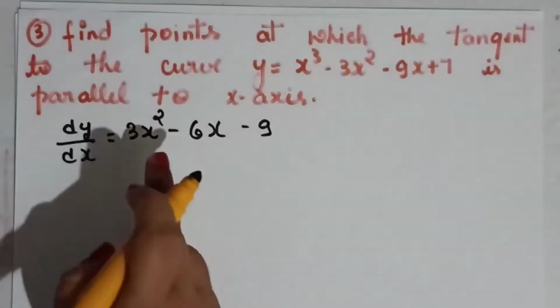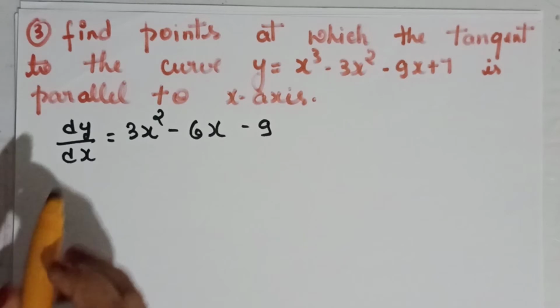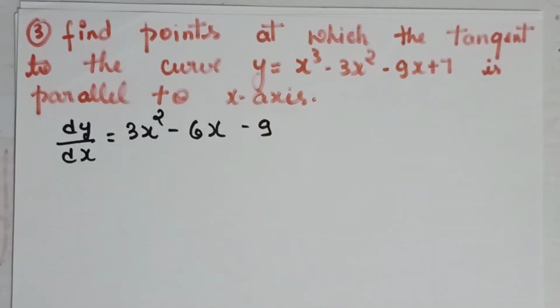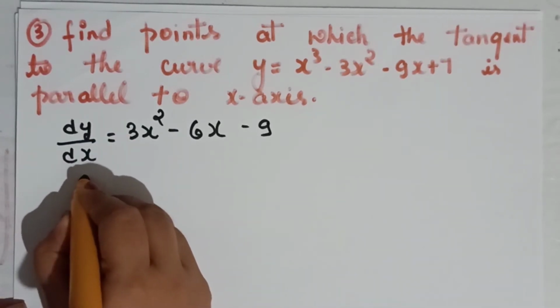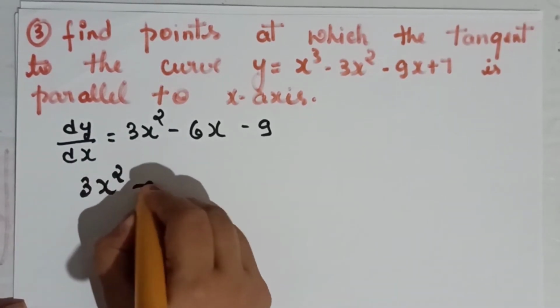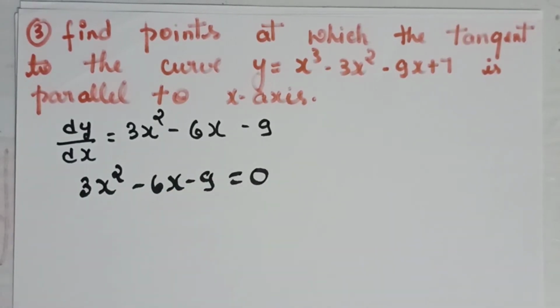Now here it is given in the question the tangent is parallel to x-axis, and we already know if the lines are parallel, slopes are equal. Here, parallel to x-axis, and the slope of x-axis is 0. That means since the tangent is parallel to x-axis, we can say the slopes are equal. That means I can say 3x square minus 6x minus 9 is equal to 0.